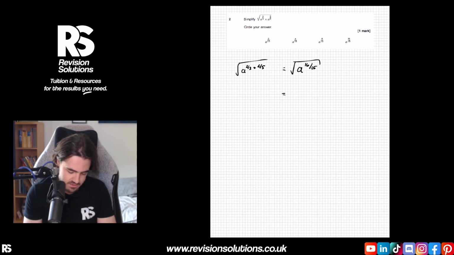And then we remember that a square root is simply just a power of a half. So we really have a to the 16 over 15 all to the power of a half, which is just a to the 8 over 15, because you just need to multiply those two powers together. So that leaves us with the answer that's this third option here.